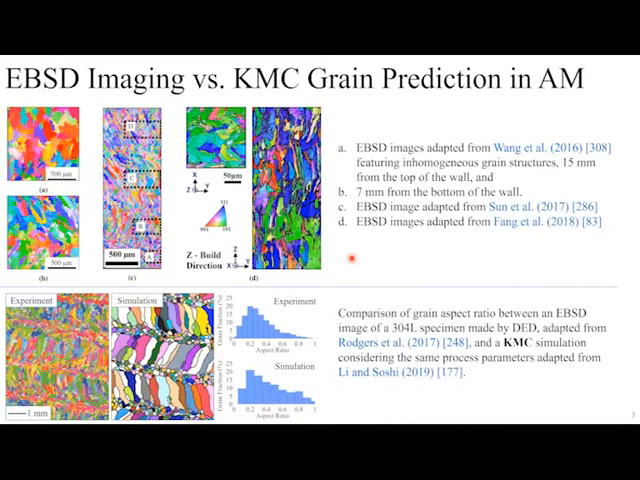Now, if we want to do predictive modeling, we have to predict the grain structure. And there are various ways to do that. One of the methods that is popular is known as the kinetic Monte Carlo method.